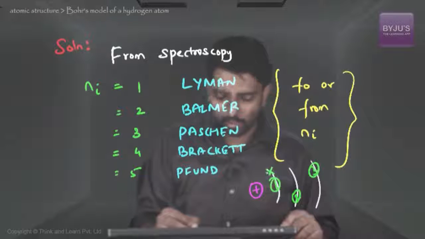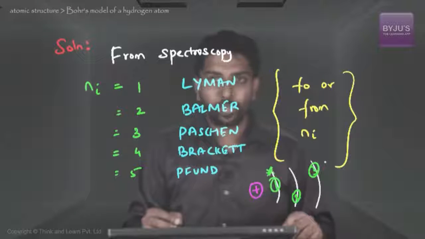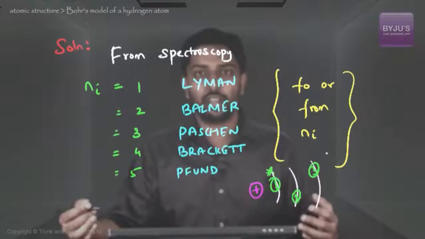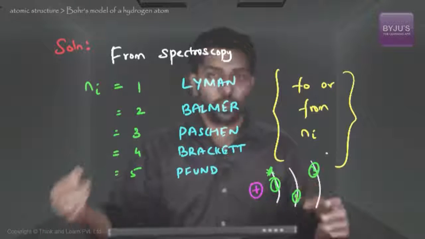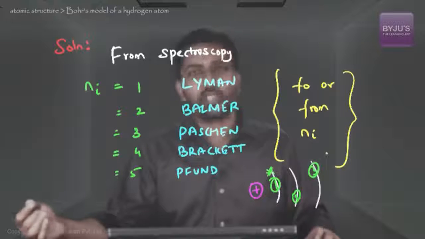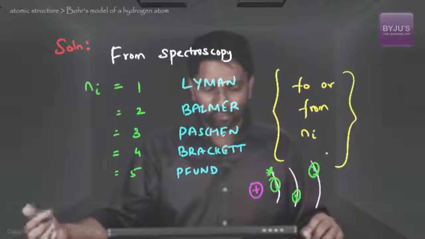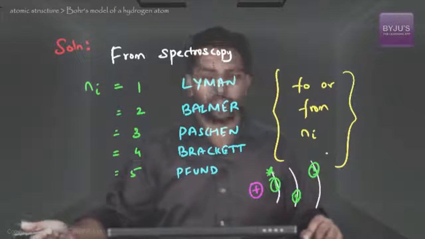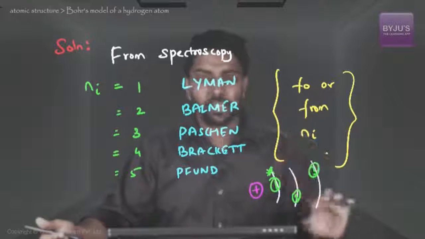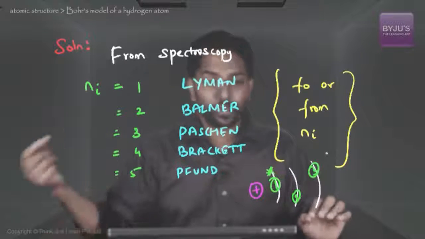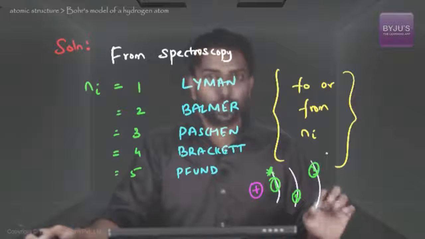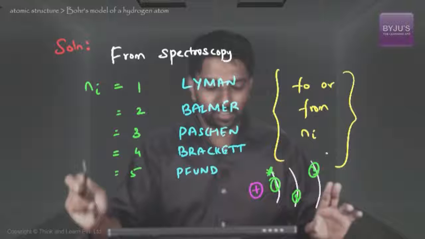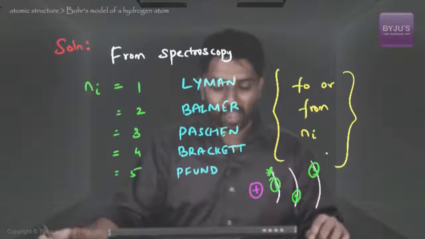When the electron is in state 1 and it transits, it cannot fall any lower than that, because that is a stationary state corresponding to the lowest energy, and the smallest value that n can take is 1. So it can transit to 2 or to 3 or to 4 or to any other stationary state. Such transitions, where electrons either fall to n equals 1 or from n equals 1 transit to other states, come under the Lyman series.